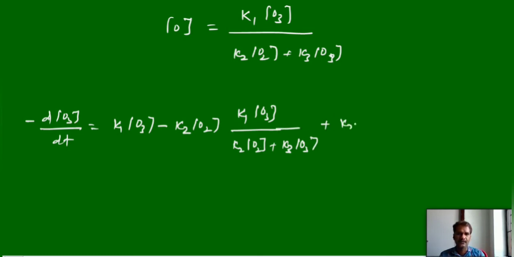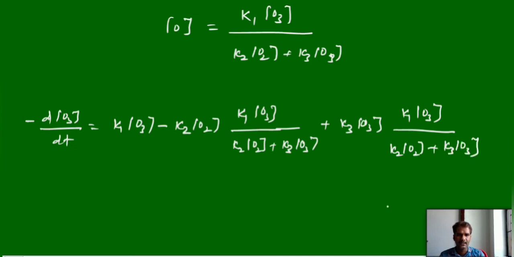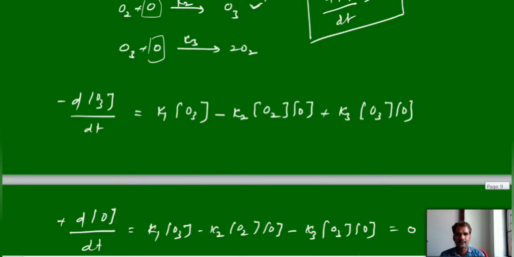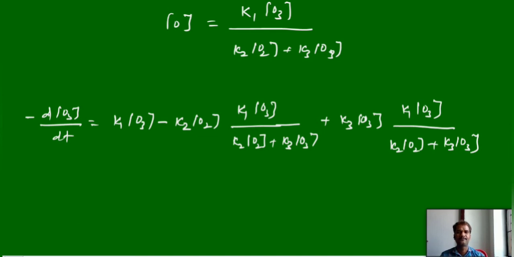In the third factor K3 O3, and again we have the nascent oxygen, that is K1 O3 by K2 O2 plus K3 O3. So, just you can see this. Change in concentration: K1 O3, K2 O2 where nascent oxygen is there, they are applied. Again K3 O3 where the nascent oxygen is involved, there you can write the nascent oxygen value, the concentration of oxygen. So, this is the final rate equation.